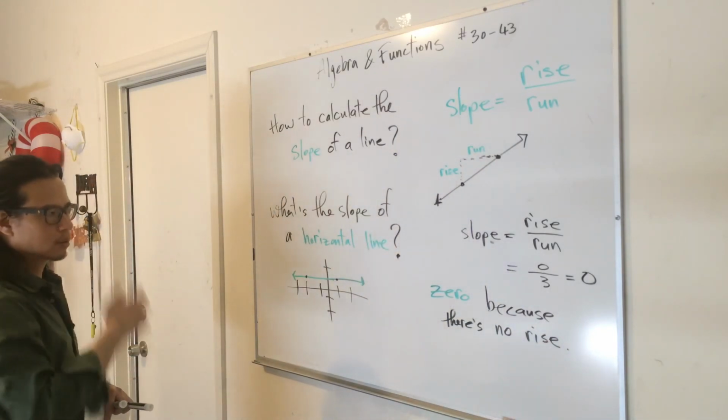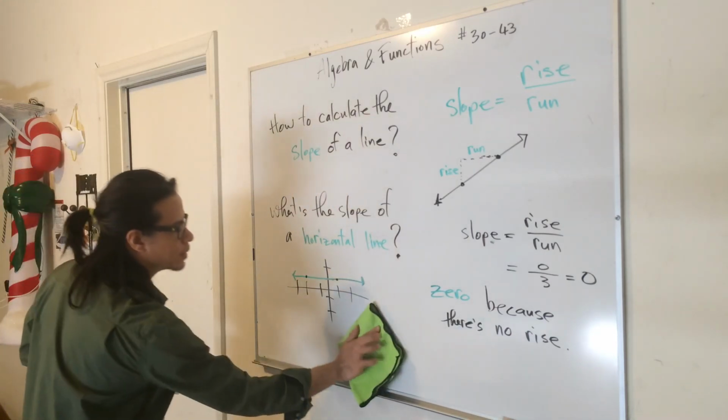Okay. Let's look at the slope of the vertical line.